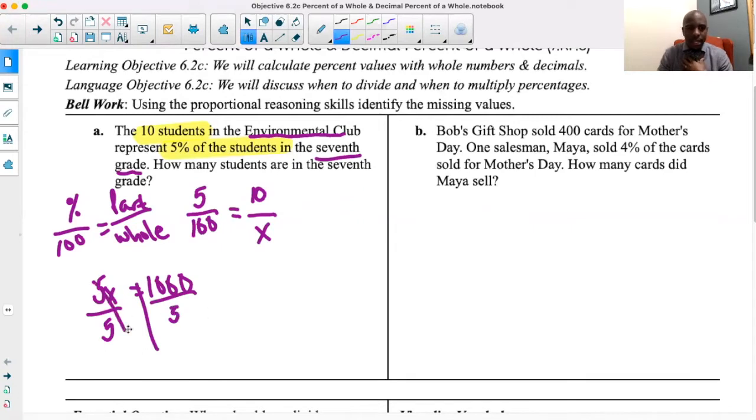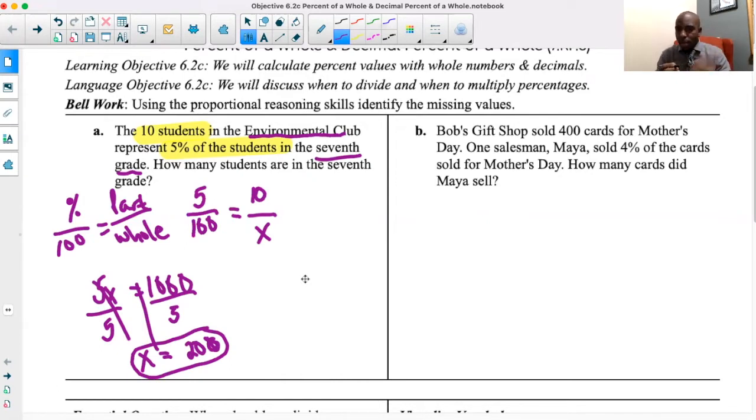And we end up getting x is equal to 200. So how many students are there in the 7th grade? 200 students. And normally I do like to write a sentence saying there are 200 students in the 7th grade, because it's a word problem. So they're expecting you to answer it in words. Just want to remind you students once again, okay?